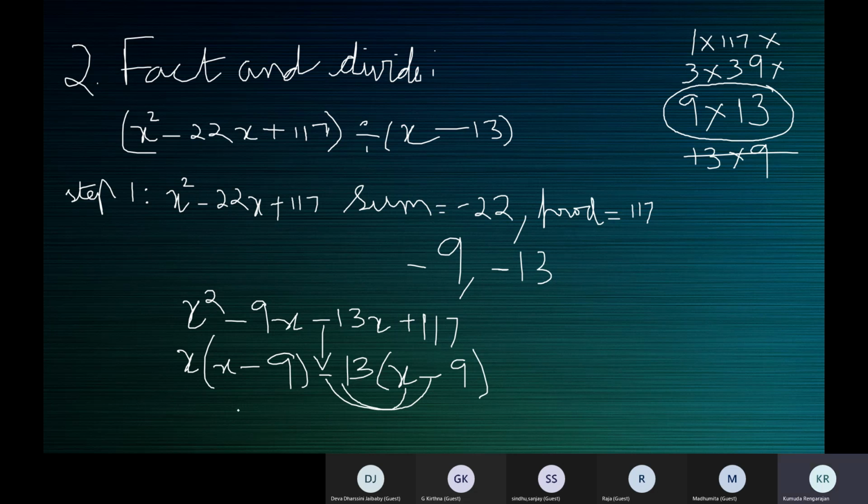Kirtana, after this. Somebody else. Ma'am, then the x minus 9 into x minus 13, ma'am.